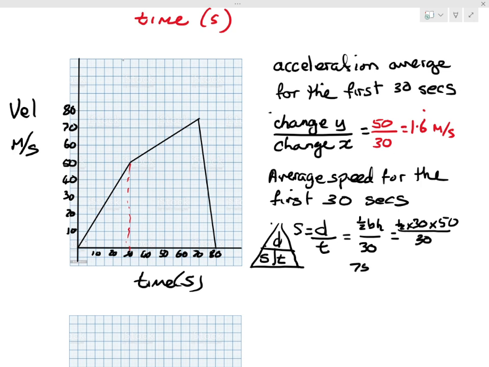So we've got 750 divided by 30, and that looks like it's going to be 25 meters per second. So that's the average speed, which is fair enough, because we started from 0 and got to 50, so 25 is halfway up. That's the average speed, not to be confused with the acceleration. I think that's per meter second squared. I'm not too sure on that, but the acceleration and the speed are different.